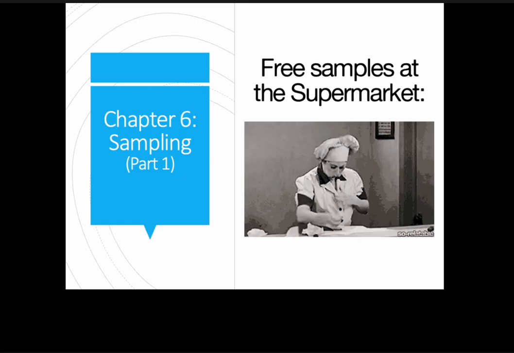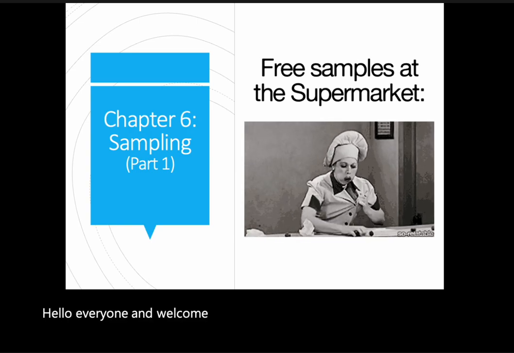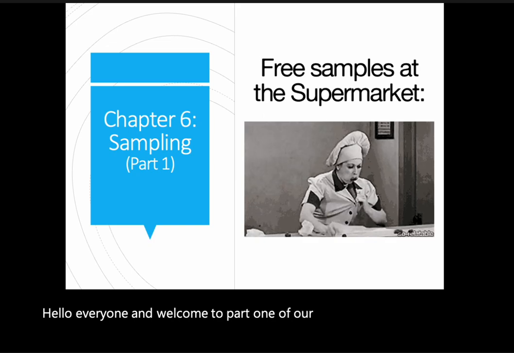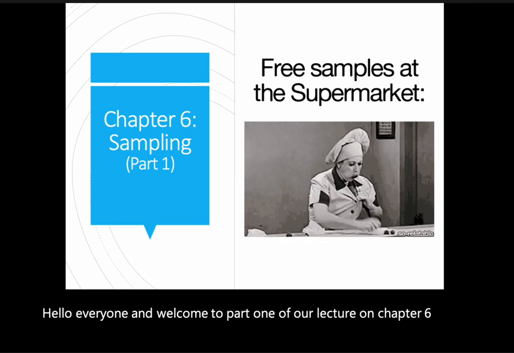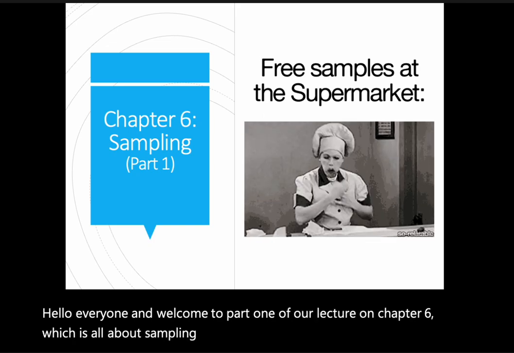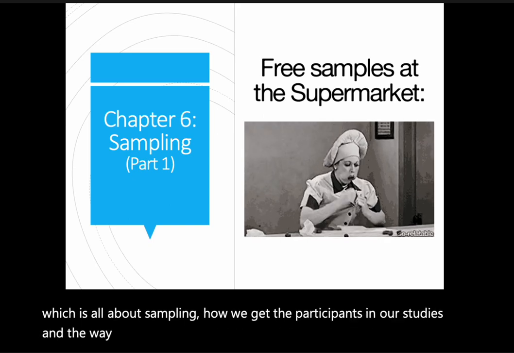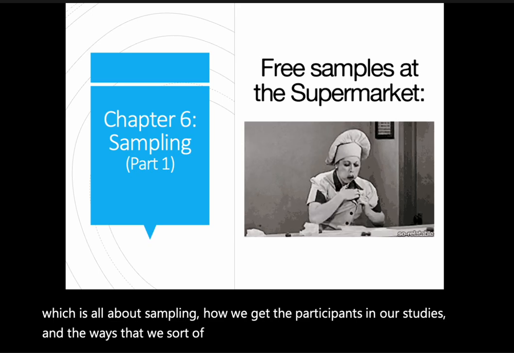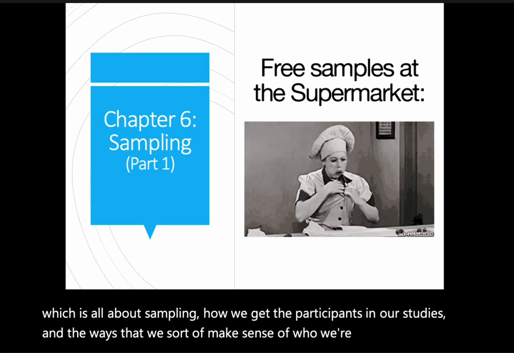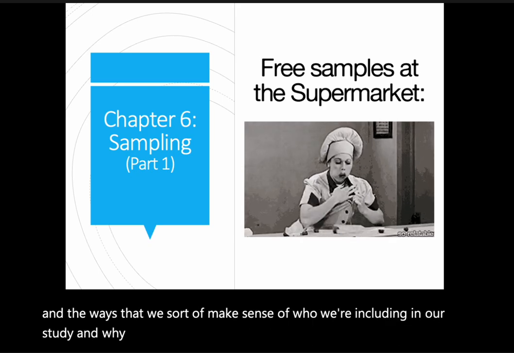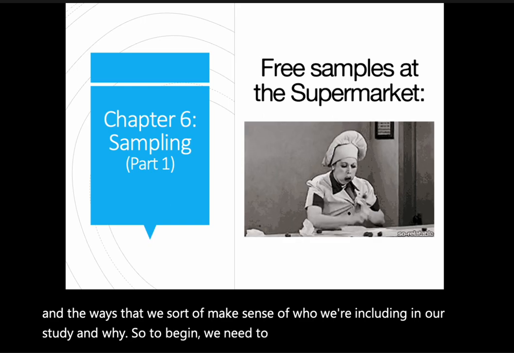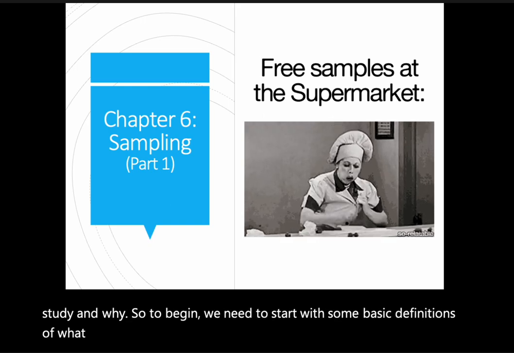Hello, everyone, and welcome to part one of our lecture on chapter 6, which is all about sampling: how we get the participants in our studies and the ways that we make sense of who we're including in our study and why. So, to begin, we need to start with some basic definitions of what sampling is.